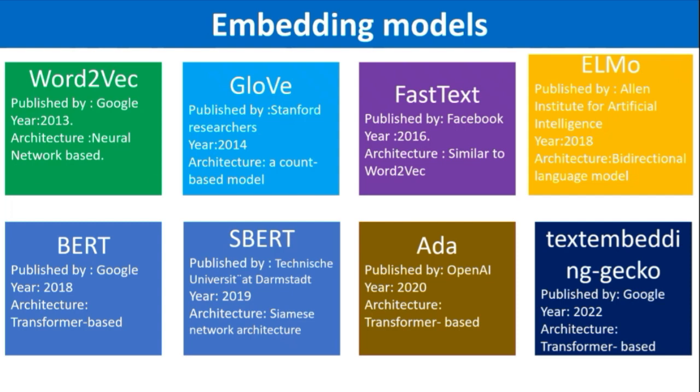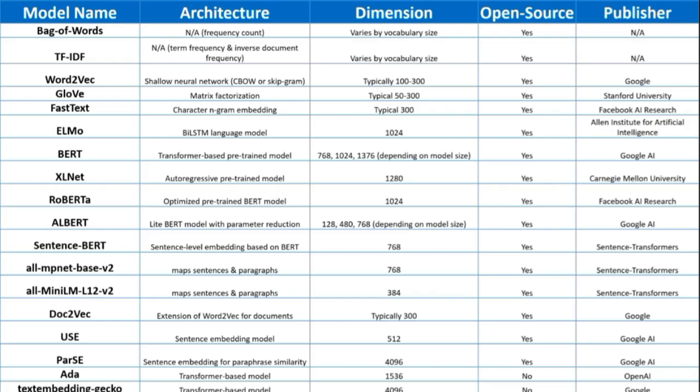Then Google's text embedding models. Here the input token limit is 3072 and output embedding dimension is a 768 dimensional vector. This table not only lists the names of popular embedding models, but also includes information on their supported dimensions, architecture behind it, categories, whether they are open source or not, and who published these models.